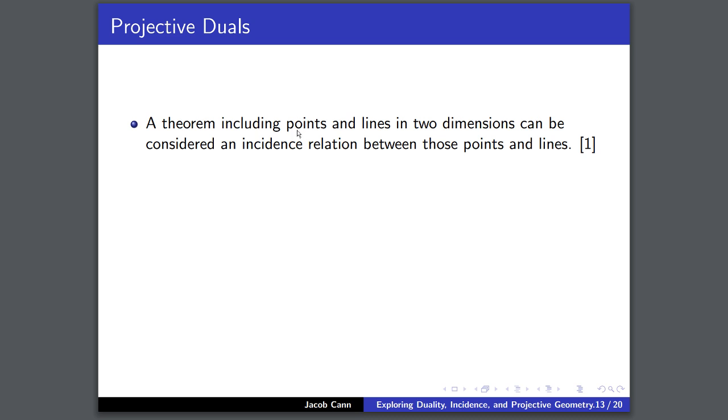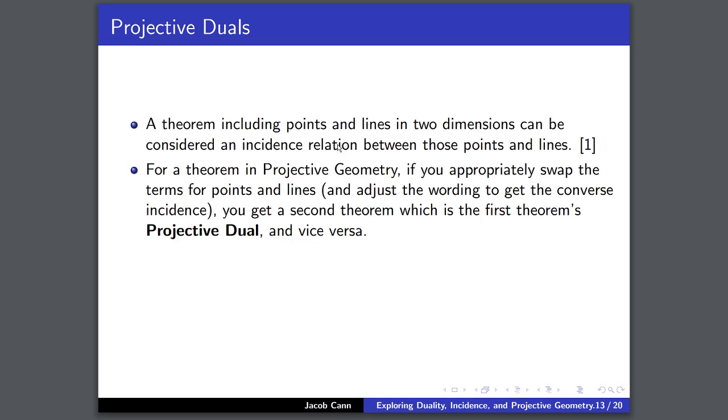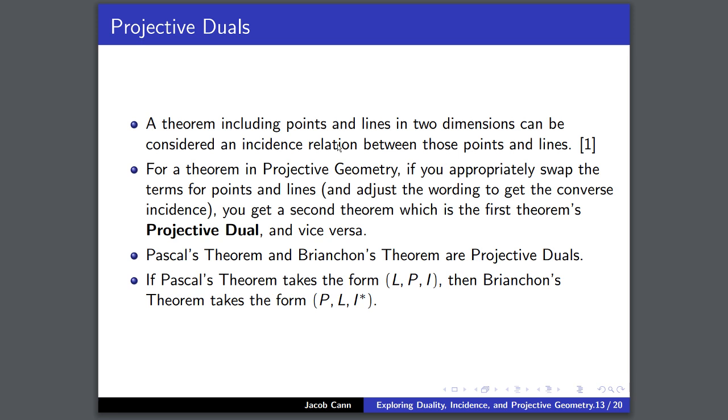A theorem including points and lines in two dimensions can be considered an incidence relationship between those points and lines. And so for any theorem in projective geometry, we get the principle that if you appropriately swap the terms for points and lines and adjust the wording to get the converse incidence, you get a second theorem, which is the first theorem's projective dual, and vice versa. The second theorem holds, and you can mostly assume that it's true within projective space, because it is self-dual.